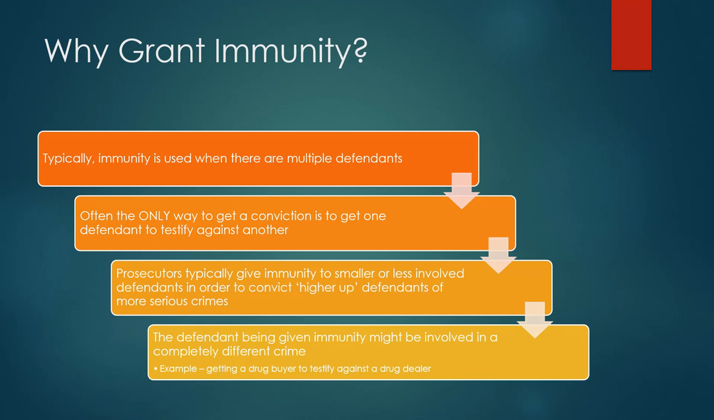And very often, if you've got multiple defendants, the only way you're going to get a conviction is you've got to find somebody inside the conspiracy, somebody that you can use against the others. So probably most famously against the mafia or organized crime. If you've got an organized crime group and you want to use, say, RICO, the Racketeer Influenced and Corrupt Organizations Act, against them, what you really need is somebody that's inside. Now, you may have an undercover police officer, but that's going to be pretty rare.